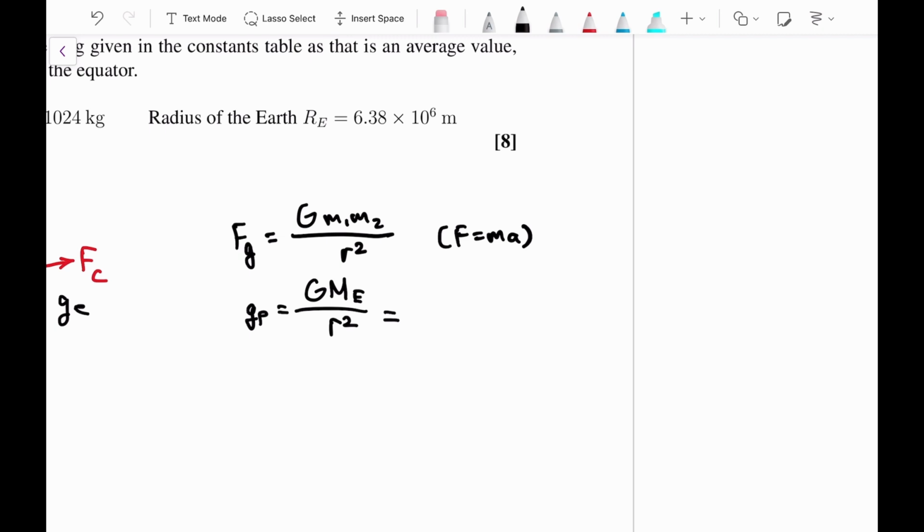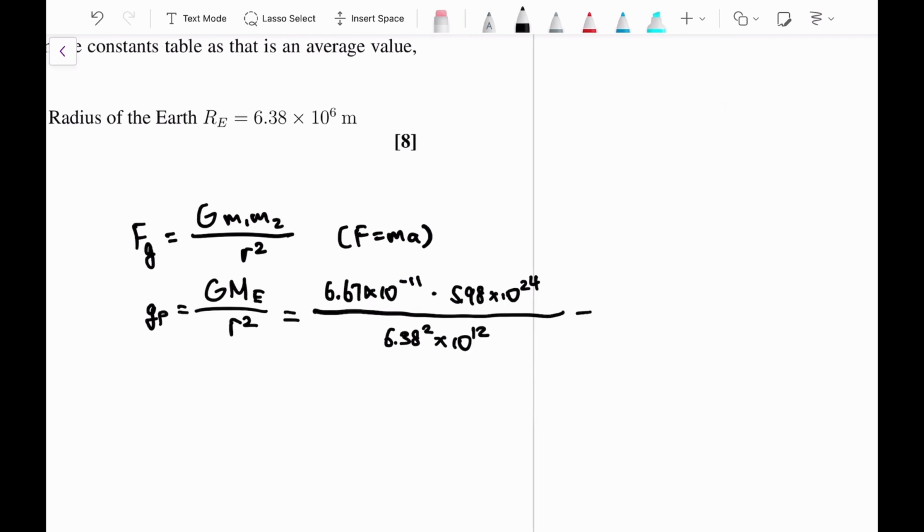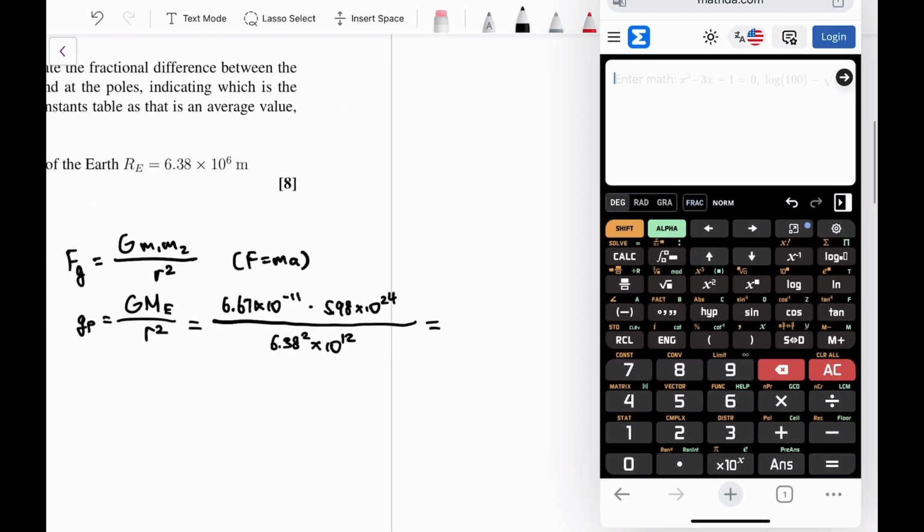Now the gravitational constant that is given is 6.67 times 10 to the power of negative 11 times Me, which is given, it is 5.98 times 10, I think there's a typo over here, so that is 10 to the power of 24, I believe, over r squared, so that is 6.38 squared times 10 to the power of 12. Now, all we need to do is plug this into a calculator.